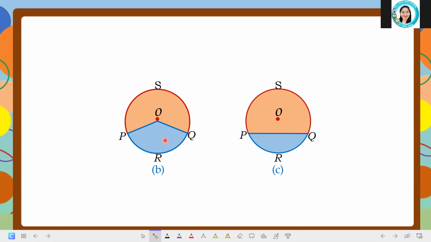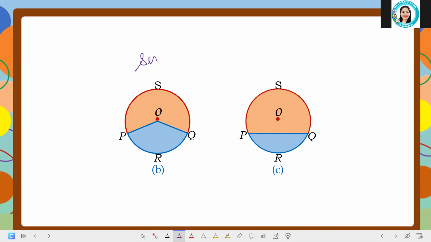Now, kung ito tawag natin ay sector, ito ang tawag natin ay segment. So meron din siyang minor segment and major segment. So major segment, yung naka-shade ng orange, and yung minor is yung naka-shade ng blue. So ano yung difference nila and yung similarity? So ang similarity lang sa kanila is they bound a region. Pero ang difference nilang dalawa is yung part of the circle that bounds it.